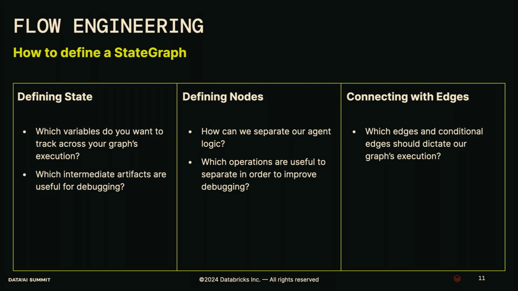And then last but not least, we're going to connect it up with edges. We don't necessarily want everything to be able to connect to everything. And we have both edges as well as conditional edges. Depending on the output of a node or an output of a function, we can route our agent to different areas. And most of these terms will become more clear once we start building. So state, nodes, and edges are the 3 main steps that we're going to go through today.